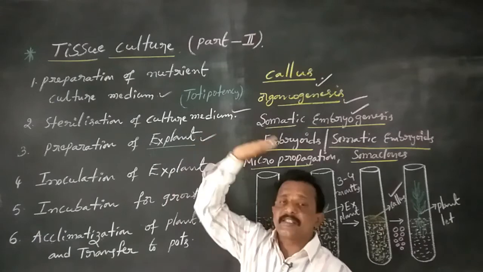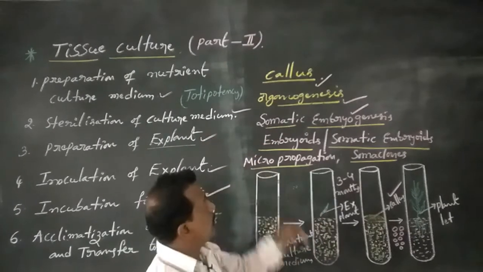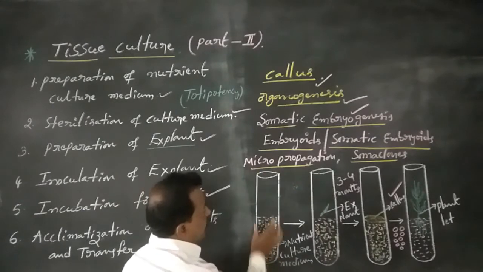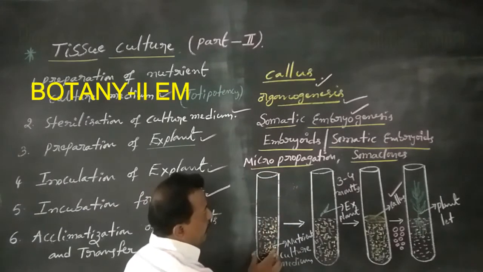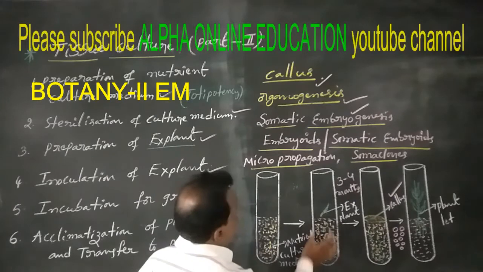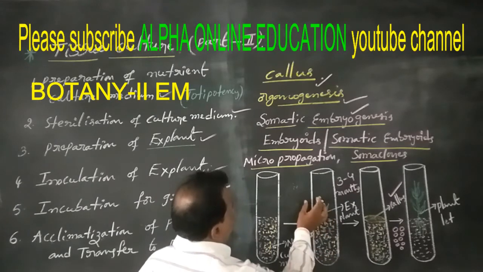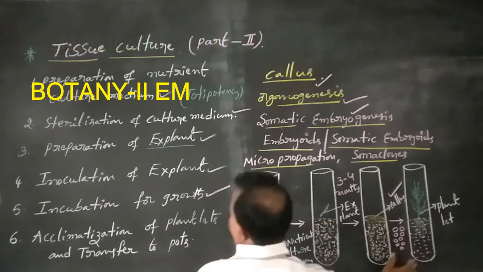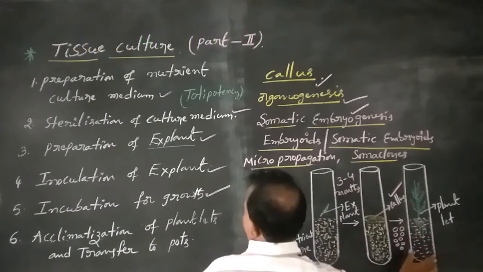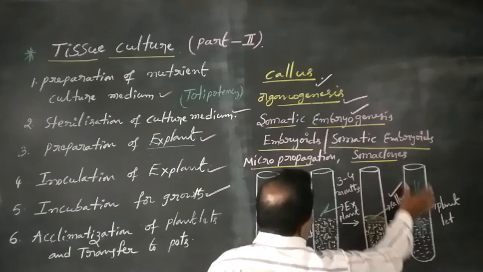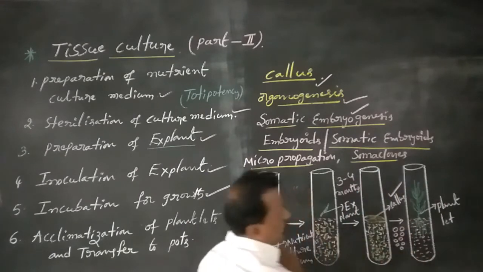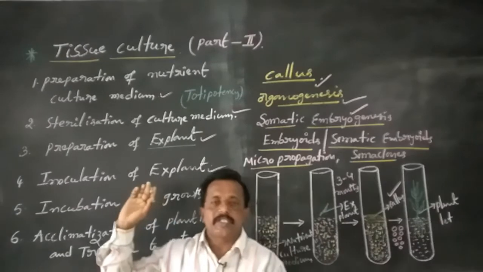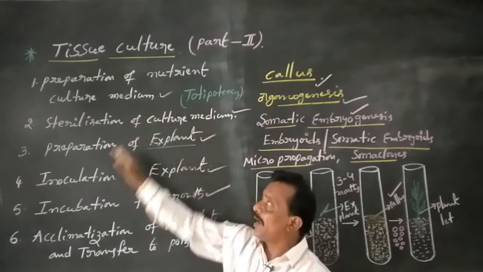Okay, now this is the first diagram, that is preparation of nutrient culture medium. This is the second diagram, that is preparation of explant and inoculation of explant. So these are incubation of explants. These are incubation for growth. Okay, now these are the plant tissue culture steps.